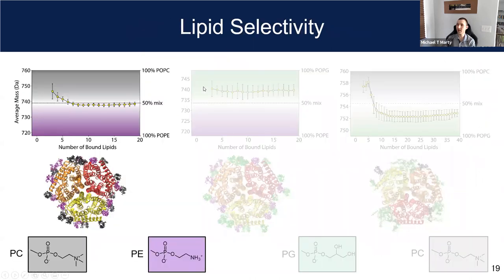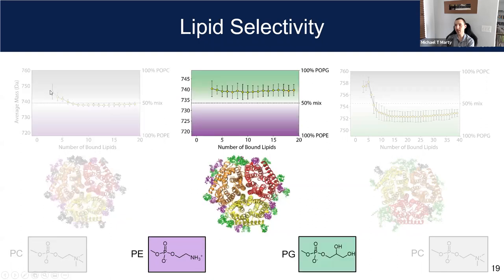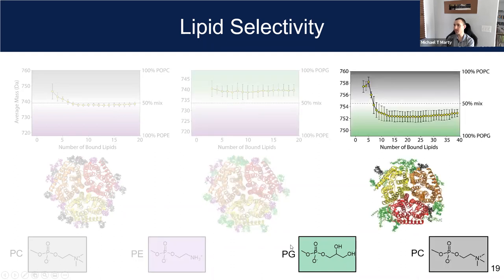So just to show this all in one plot now, this is the data with the PC and the PE, the first thing that we saw. And again, we saw mostly nonspecific with a little uptick. For PE, PG, we started to see that strong specificity that was constant. And then with PGPC, we saw that bimodal regime where it was mostly specific for PG, except the last few that were specific for PC.